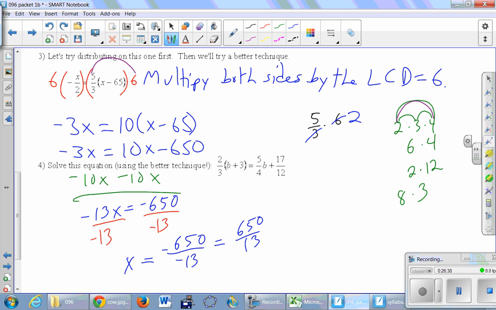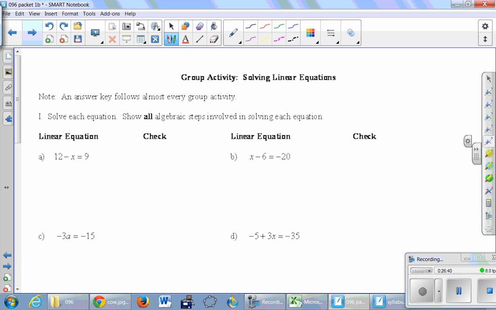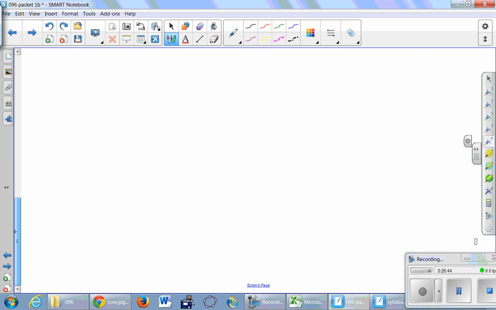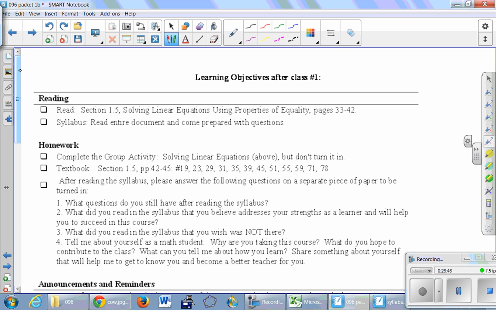All right, so let's jump back to the big packet. We're done with the syllabus. Now we're going to jump to this page, number 8. At the end of every day's set of materials, you will find this phrase, learning objectives after class number blah. Today is class number 1. This is where you're going to find your homework assignment.